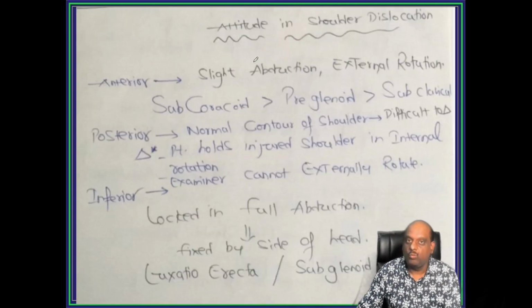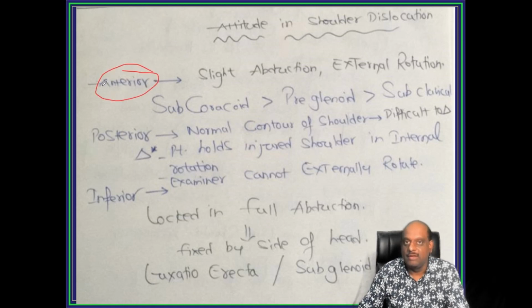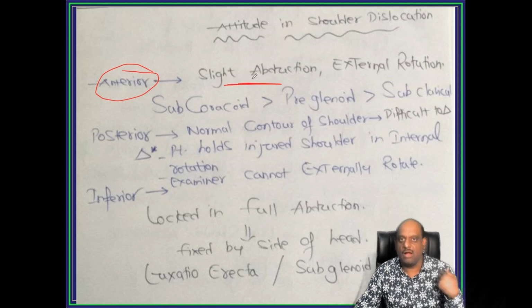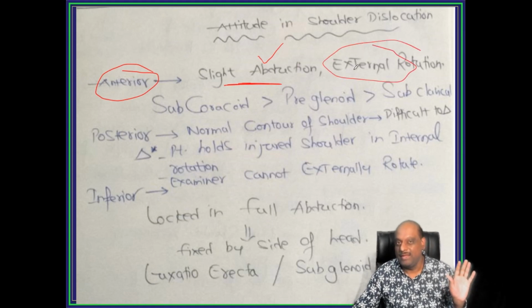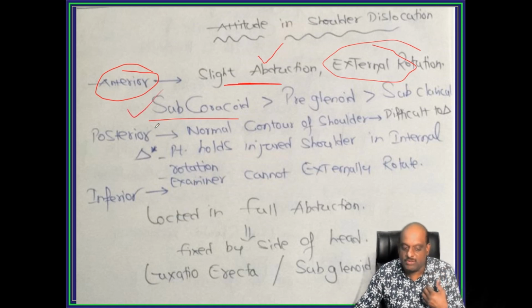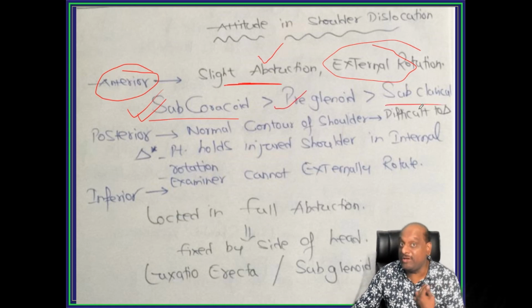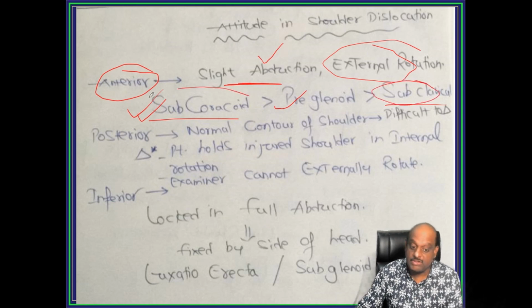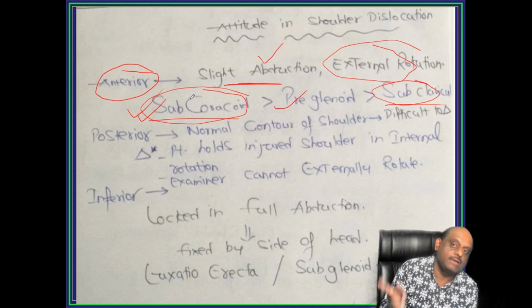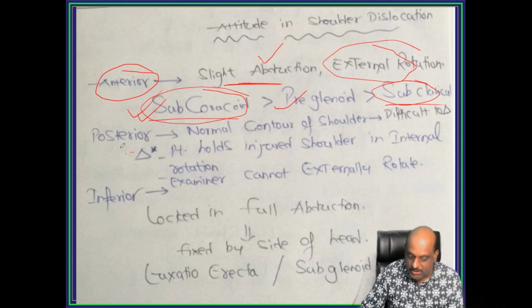So, what is the attitude of the patient when he presents to you with shoulder dislocation? If it is an anterior dislocation, patient will have his arm in slight abduction and external rotation. In anterior dislocation, subcoracoid, below the coracoid process, is the most common location. Then preglenoid, and subclavicular is least. But subcoracoid is the most common subtype of anterior dislocation of the shoulder is what you should remember.